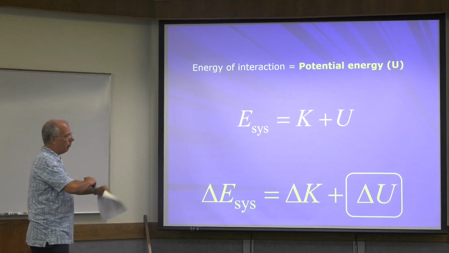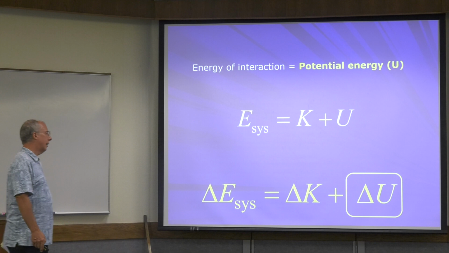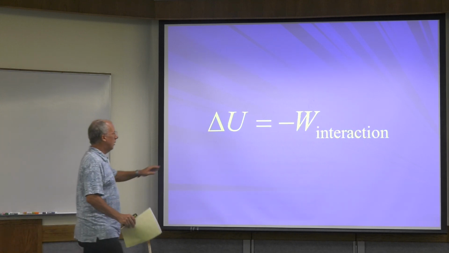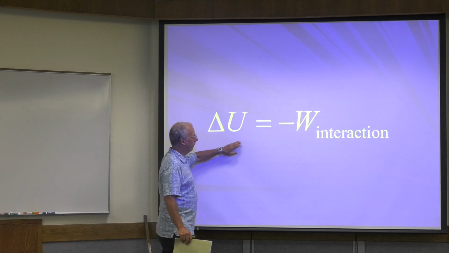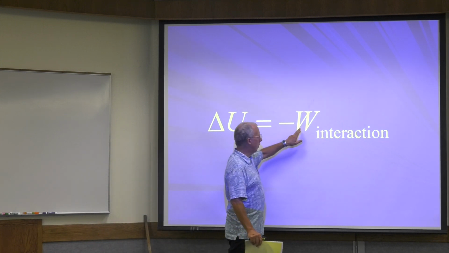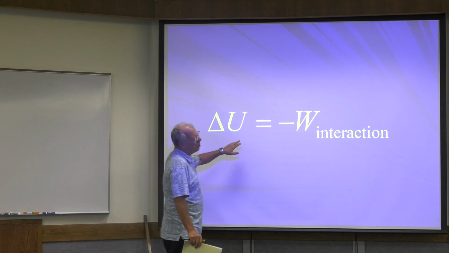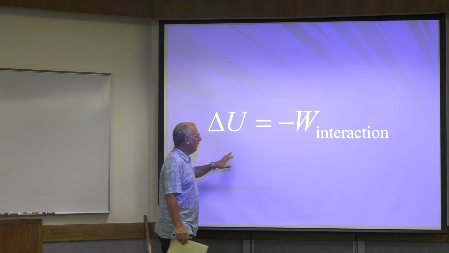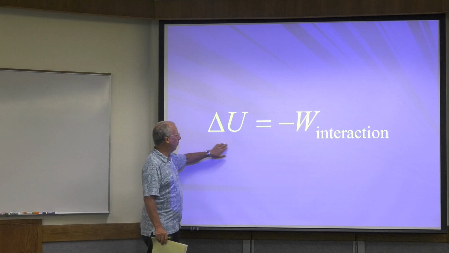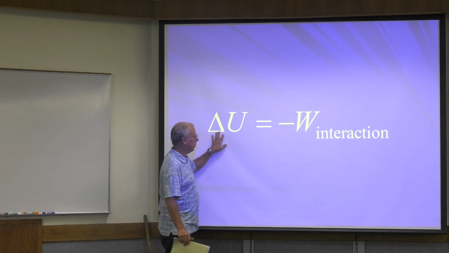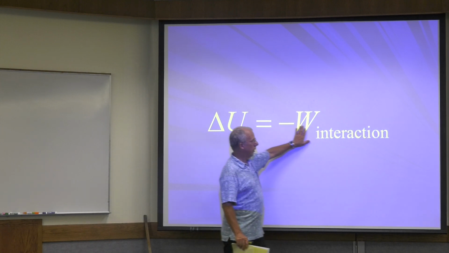And I'm not going to derive it. It's done in the book. But this is a big deal. So the change in potential energy equals minus the work of the interaction. And why is this a big deal? Well, because we don't really have any great way of calculating this from first principles, directly. So we're going to calculate this by using this.